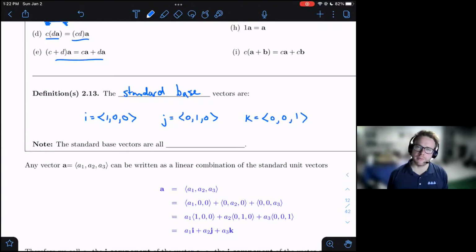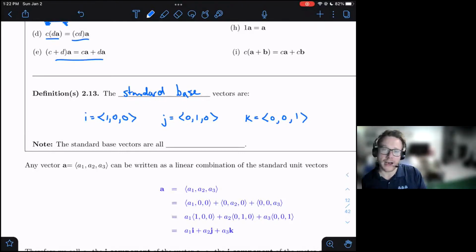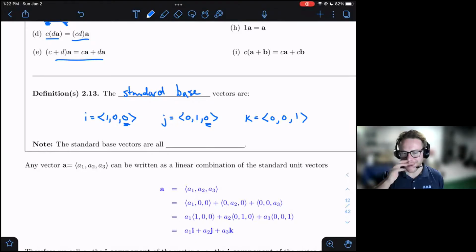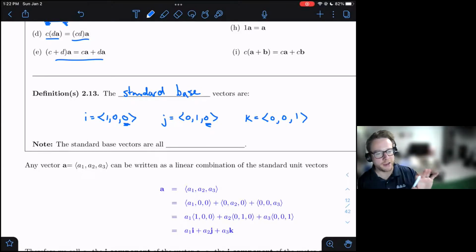Of course, if you're in 2 dimensions, you can just have I and J, and then you just leave off these last zeros here. If you end up doing higher dimensions, I guess you could continue down the alphabet, but usually people start giving them little subscripts, maybe like I1, I2, I3, I4, I5, stuff like that. And you should note that these standard base vectors are all unit vectors.